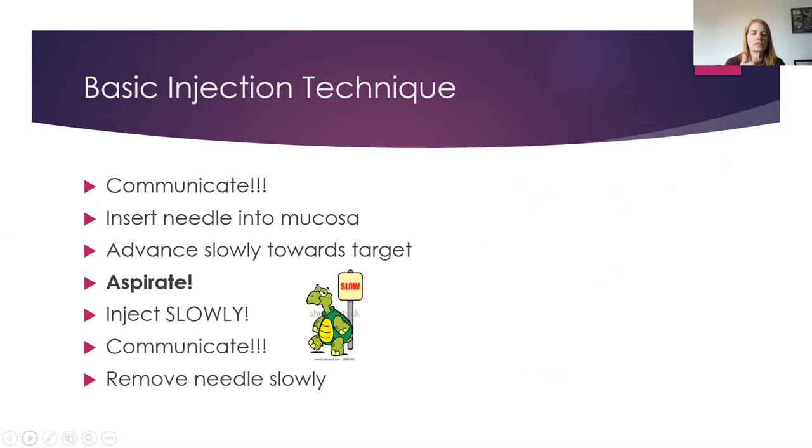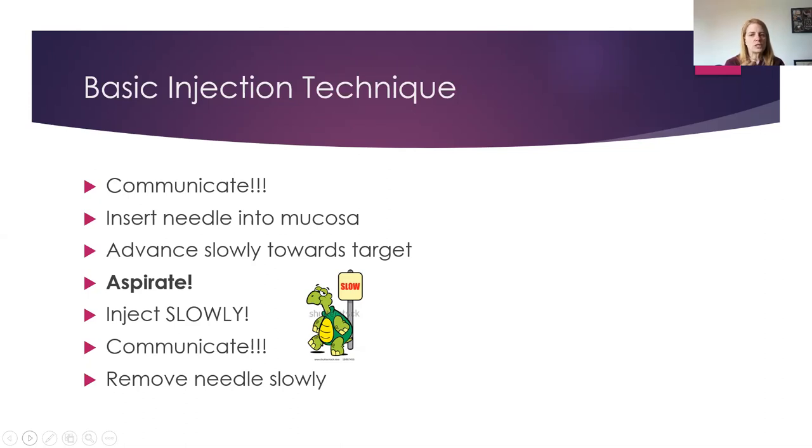Communicate. You're going to try to stay away from words like pain, and say, you're going to feel a little poke, okay. Insert the needle into the mucosa, advance slowly as you go towards the target. You're going to aspirate, and then inject slowly. If you were doing the IA, it should take you about a minute to do that full injection. If you've seen dentists do it before, they typically go pretty fast, but they're doing one patient after another, and sometimes they're in a hurry.